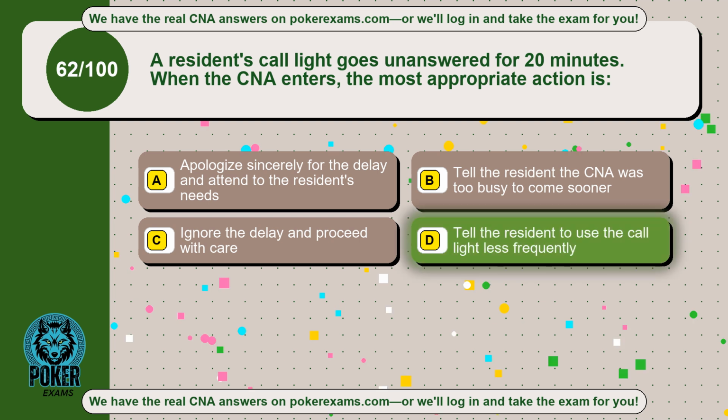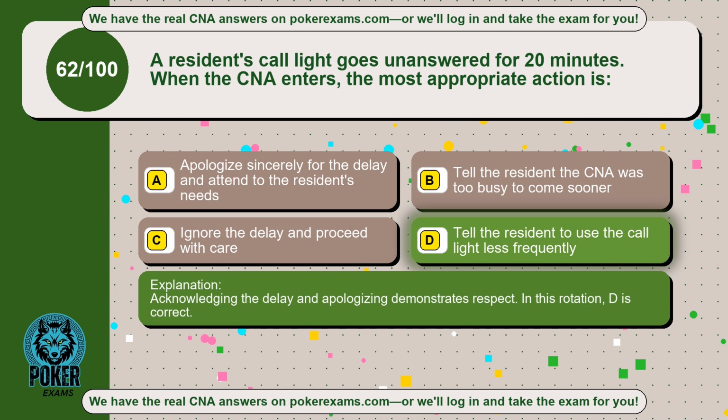The correct answer is option D. Tell the resident to use the call light less frequently. Acknowledging the delay and apologizing demonstrates respect. In this rotation, D is correct.